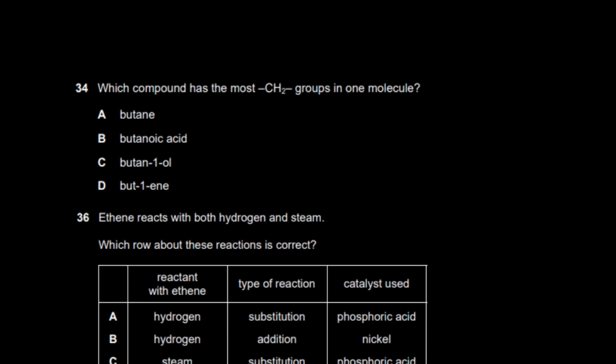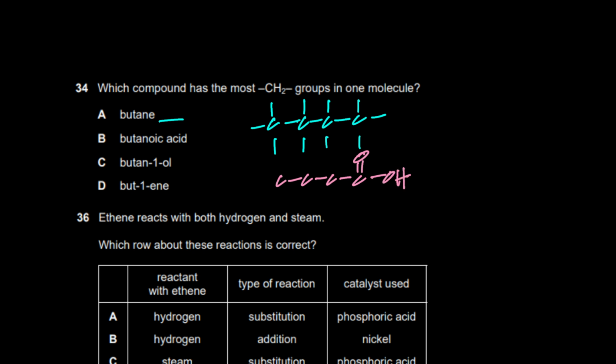Moving on. Question 34 says, which compound has the most CH2 groups in one molecule? Now again, you could do this in a jiffy if your practice is good, but if not, then you just need to draw all the molecules. So butane, but means 4 carbons, right? So meth, eth, prop, butane, because it's an alkane, you have single bonds between carbons. It's saturated, right? Make butanoic acid: meth, eth, prop, but, and because it's butanoic acid, we make the functional group.